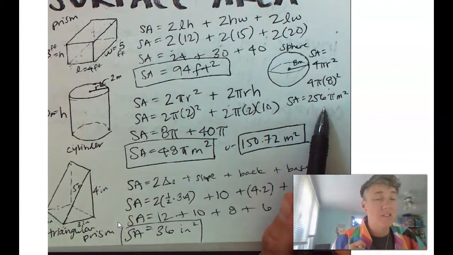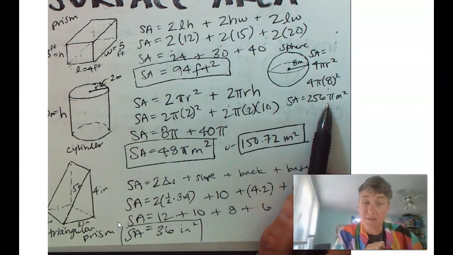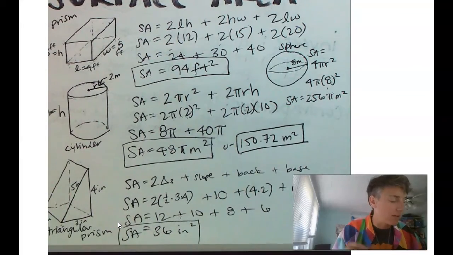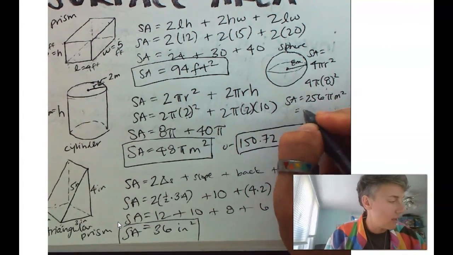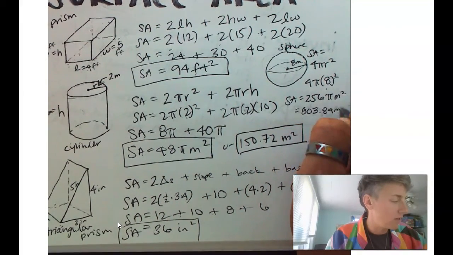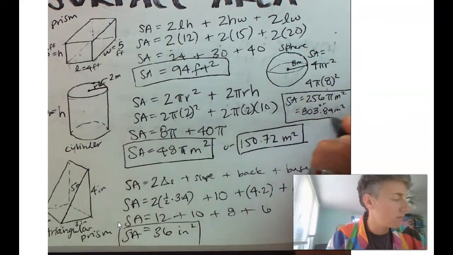We could leave our answer like that. I think that's the prettiest. That's the exact answer. There's no rounding that was involved because we didn't round what pi was. But if we needed a decimal answer, times 3.14, it's going to get us 803.84 meters squared. Those are our two options.